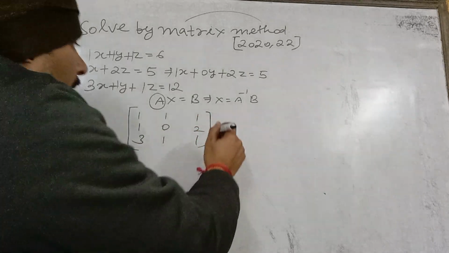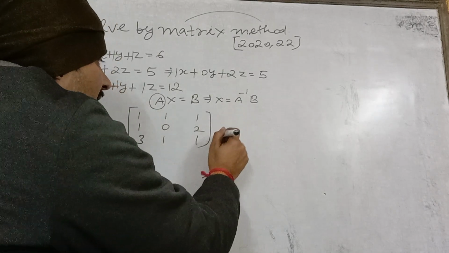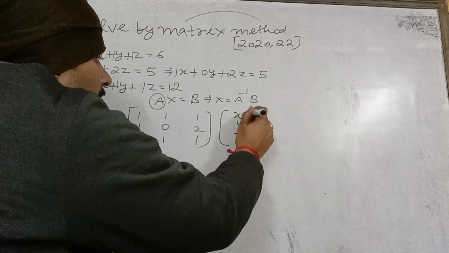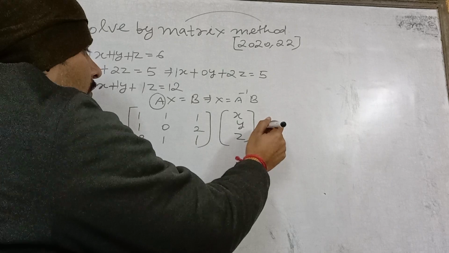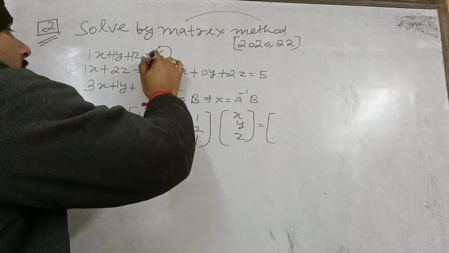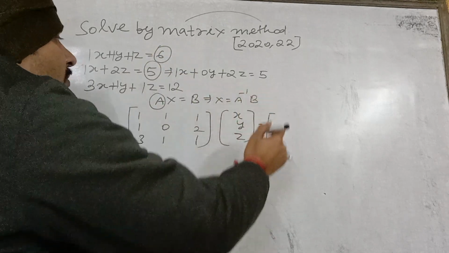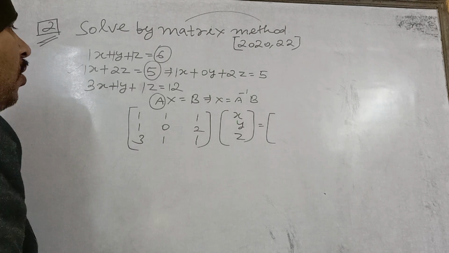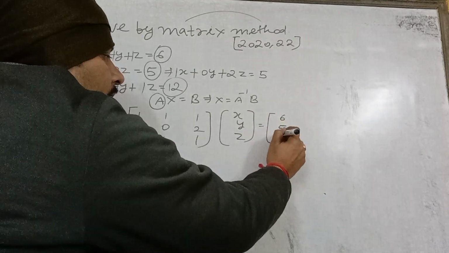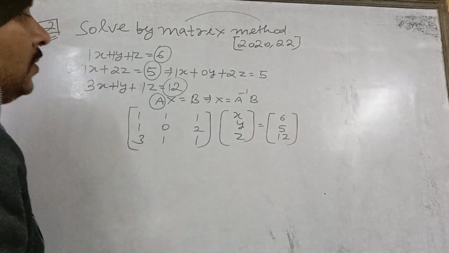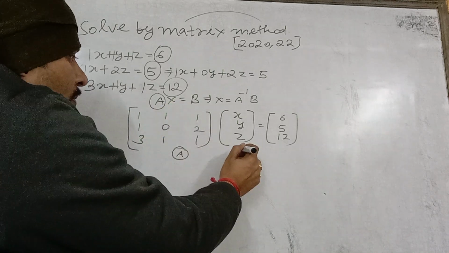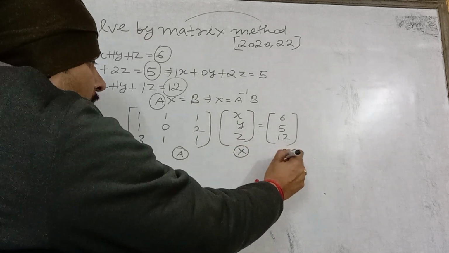Value of A is that, and value of X is that x, y, z, and value of B is that, the values of the constants free from x and y and z. So this value becomes 6, 5 and 12. So this is the form. We write here A, this value becomes value of the A, this value becomes value of the capital X, and this value becomes value of the capital B.